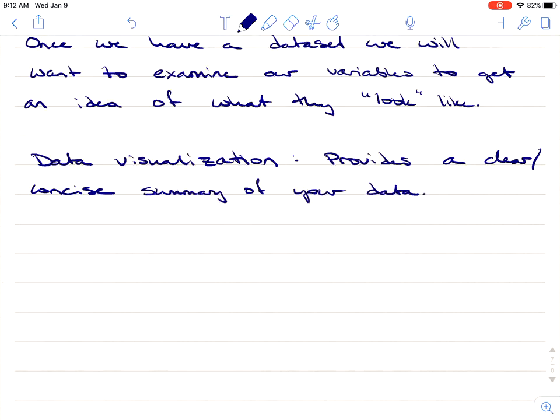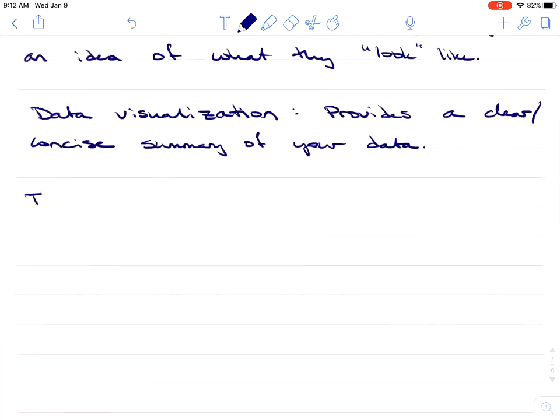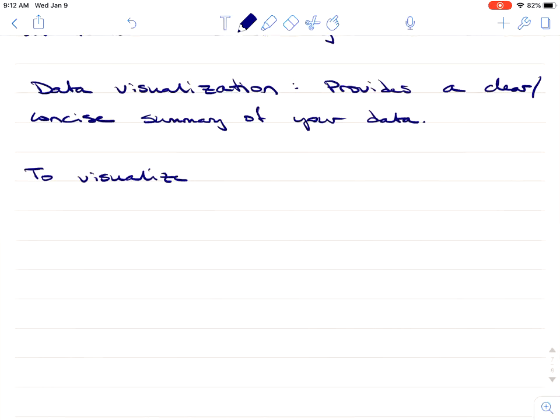Like we said, whether we have a numerical variable or a categorical variable is going to dictate how we visualize it. We're going to use histograms to visualize numerical data. Okay, so to visualize numerical data, we will use histograms.